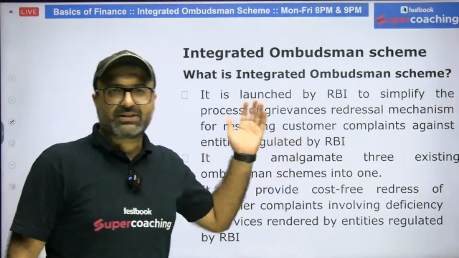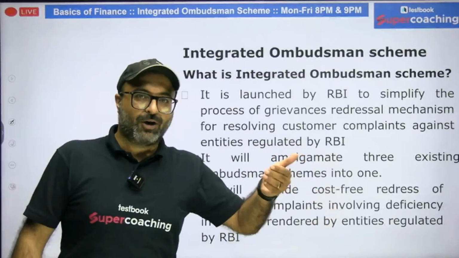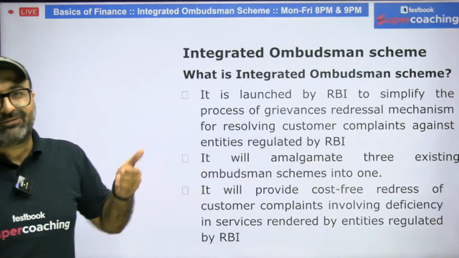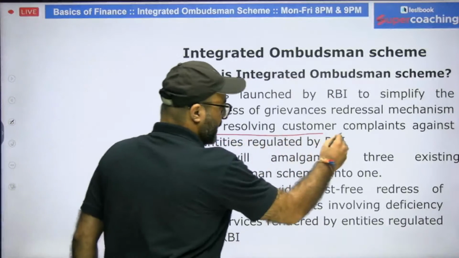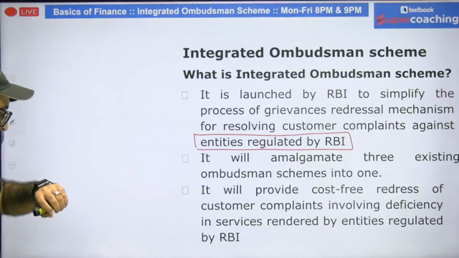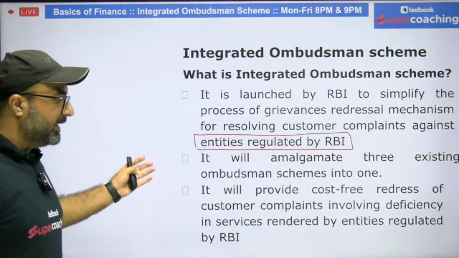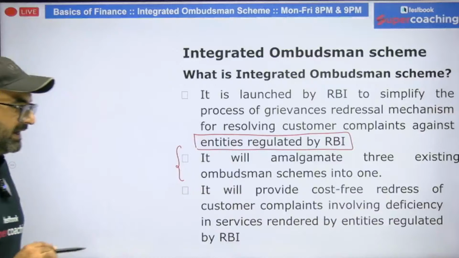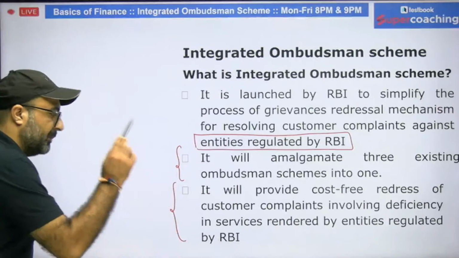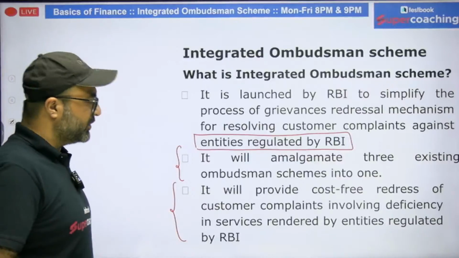Let's discuss. The first one is, what is Integrated Ombudsman? So Integrated Ombudsman, as it is very clearly mentioned, was launched by RBI to simplify the process of registering your complaint and getting the final solution, or I would say rectify the complaint against the different organizations which are regulated by RBI. All those entities which are regulated by RBI. It will amalgamate 3 existing ombudsman schemes, which I have already said have been merged into one. And remember that it's a cost-free platform where the customers can register their complaints and they can get their solutions accordingly.